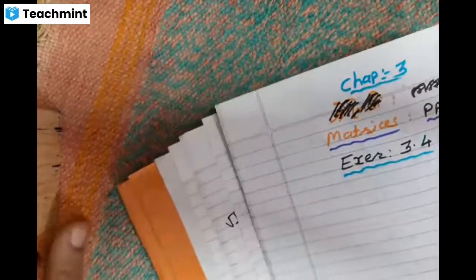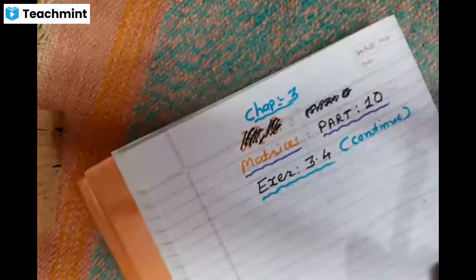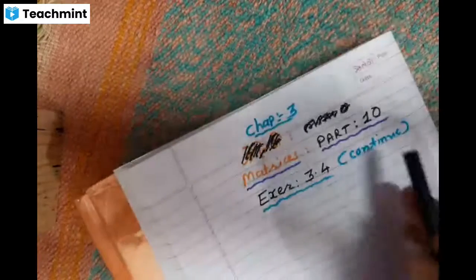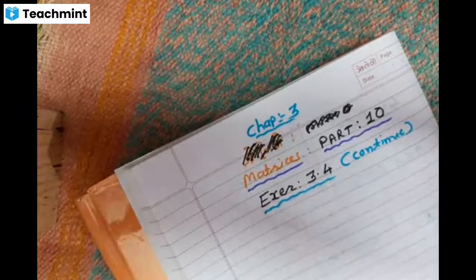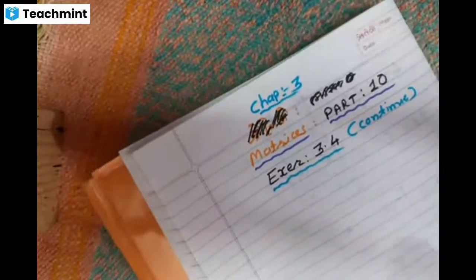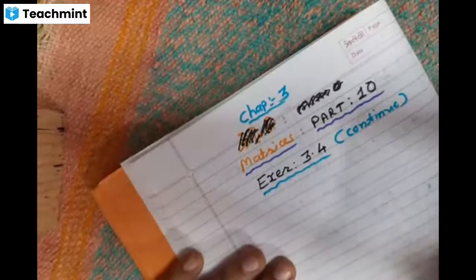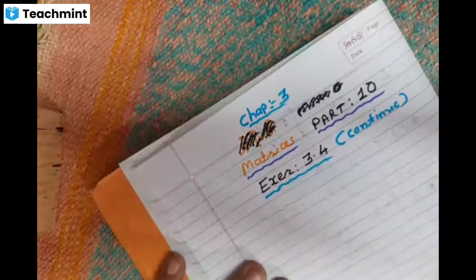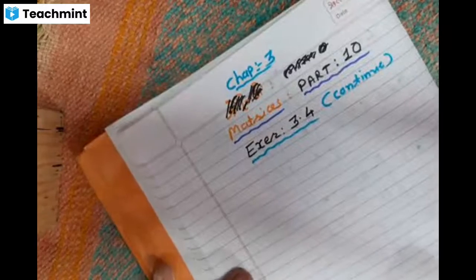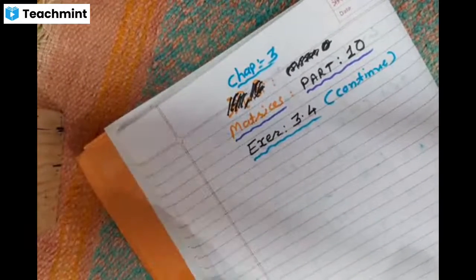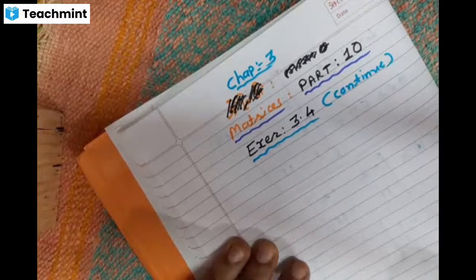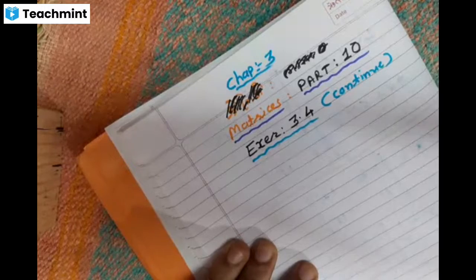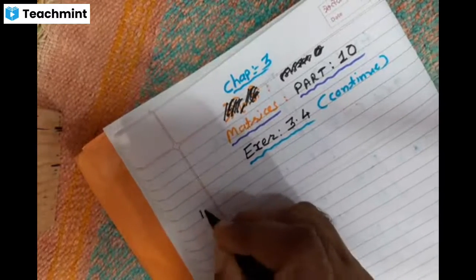In this chapter 3, today probably we will have the last lecture. Matrices part 10, chapter 3, part 10, exercise 3.4. I am continuing. Last time we did one sum to find the inverse matrix of order 2, which means 2 by 2. So today I will do one more sum from 3.4 of order 3 by 3. The method will be the same, but I will do one more sum to find the inverse. I am taking sum number 15 now.